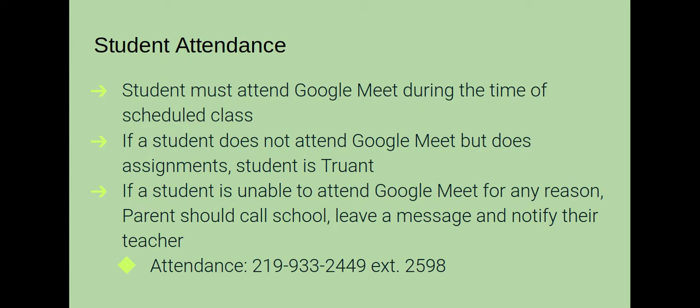If a student is unable to attend Google Meet for any reason, the parent should call the school, leave a message, and notify the teacher that there was some reason that the student was not able to log into that class for the day. You can call the attendance office directly at 219-933-2449, extension 2598. Again, that's 219-933-2449, extension 2598, in order to report any attendance issues.